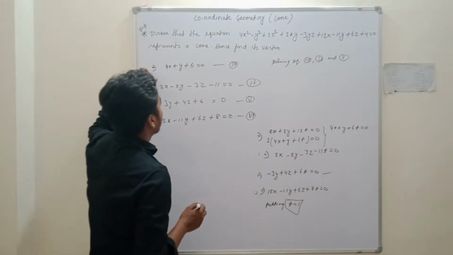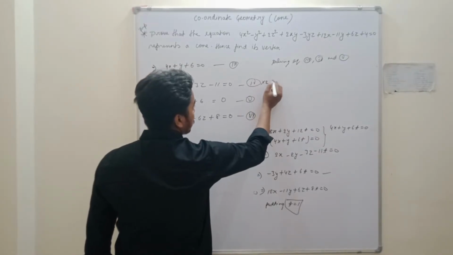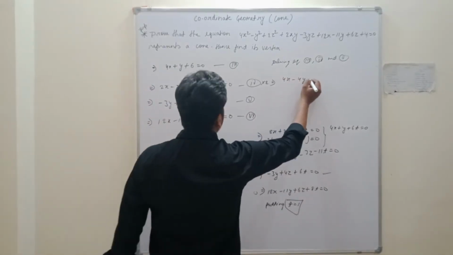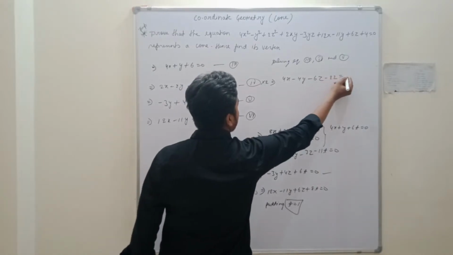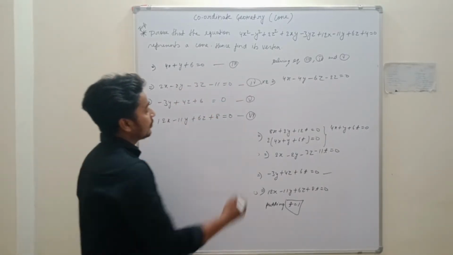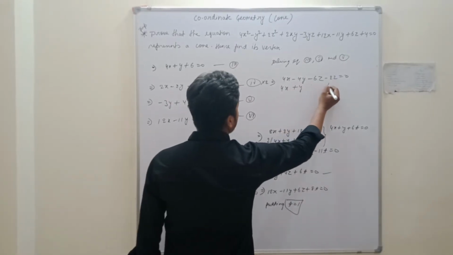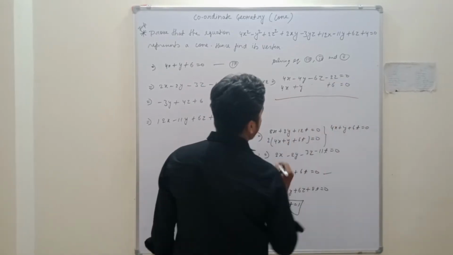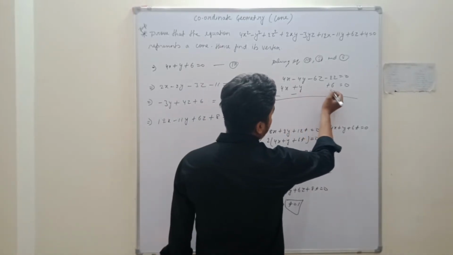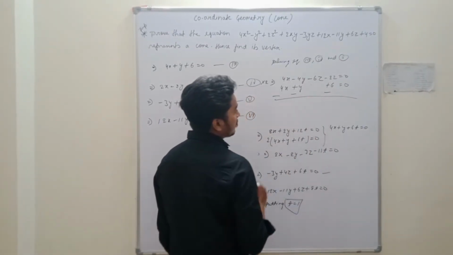From here, first you have to multiply equation 4 with 2, then equation 4 becomes 4x minus 4y minus 6z minus 22 is equal to 0, and subtracting equation 4 from 3 we get here 4x plus y plus 6 is equal to 0, and we have to subtract this equation, plus minus, here is minus, here is minus, and here is also plus, here also we have to write minus.